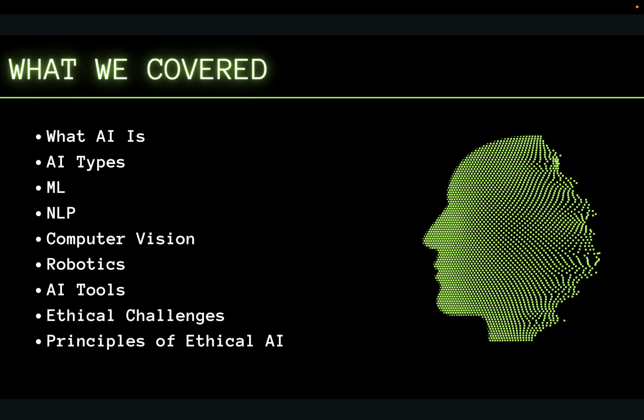So, what did we cover today? Today we covered what AI is, the types of AI, which are machine learning, natural language processing, computer vision, and robotics. We even talked about AI tools, the ethical challenges of AI, and the principles of ethical AI that we need to consider when using and or creating AI systems.